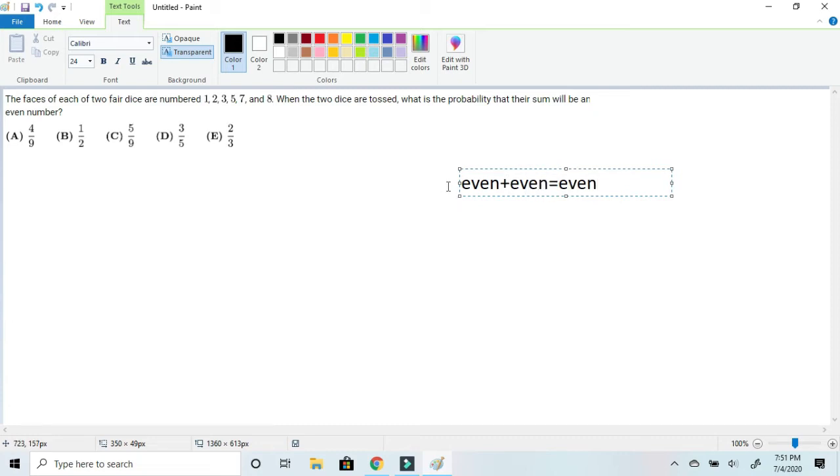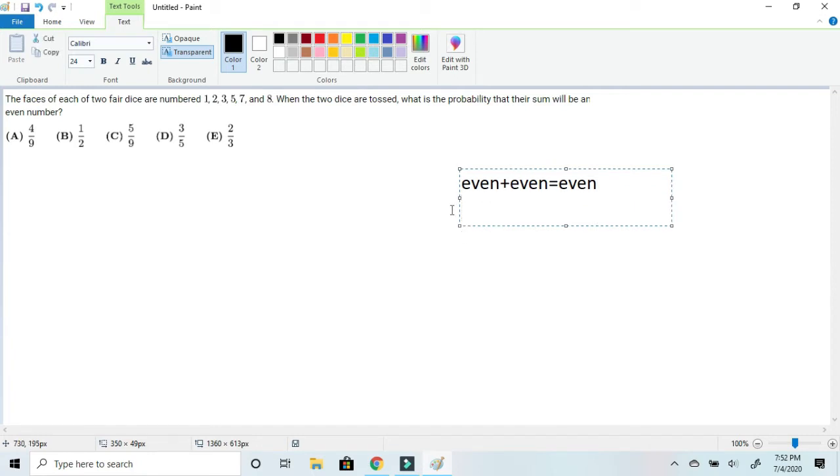And even if you don't believe that from just one example, you can look all throughout the math world, because there are infinite examples of even plus even is equal to even. So that's true. Even plus even is always equal to even.